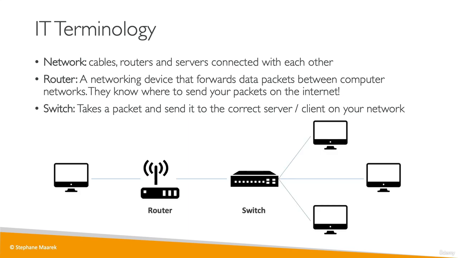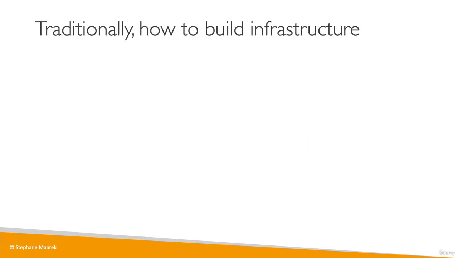So if we put all these things together, it looks like this. Our client will send the data to a router, the router will find its way all the way to a switch, and the switch will know to which computer in your network to send the data to. So why do I introduce all these things? Well, let's go back to traditional IT.